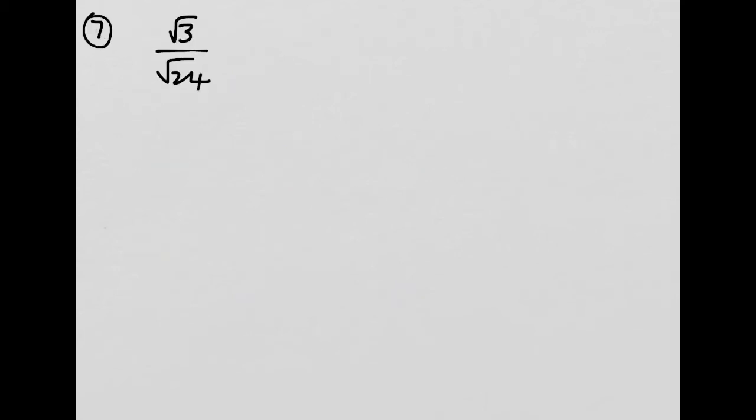Question 7. Simplify this here. Well, there's two ways we can go about it. We can either say that 3 goes into 24 8 times straight away. So we end up with 1 over root 8. And we know how to rationalise the denominator of that. We can times the top by root 8 and we can times the bottom by root 8 and proceed from there.